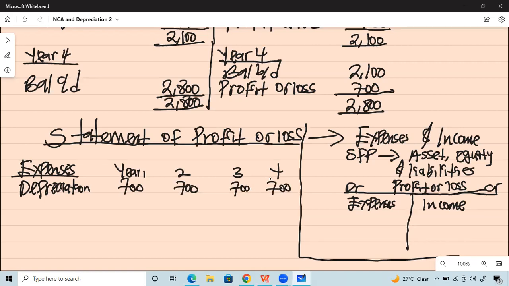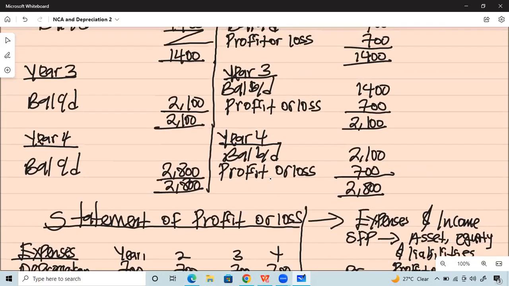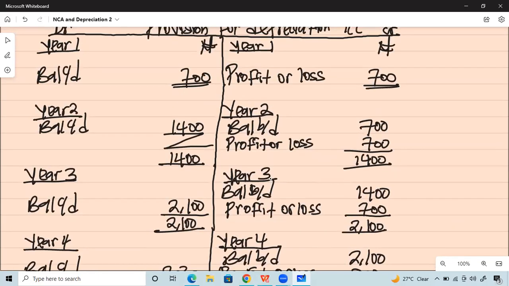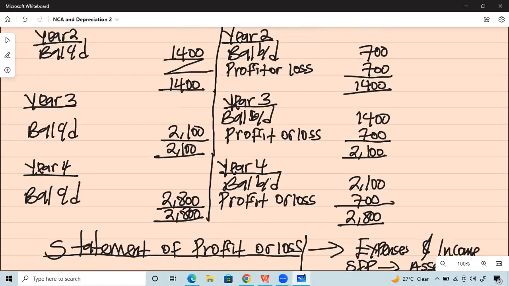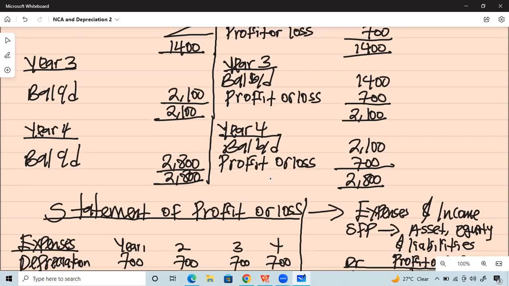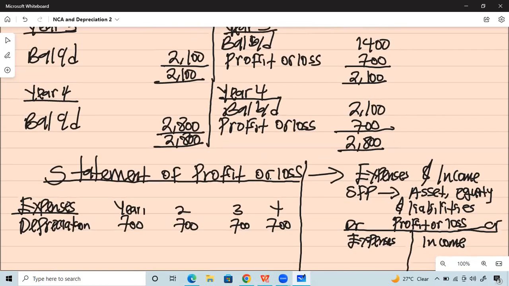That's it. So you can see that every year, year 1, P or L 700. Year 2, you also say 700. Year 3, P or L 700. Don't look at the balance brought down. We are still going to talk about it later. Year 4, you also say P or L 700. So you have bring it down.